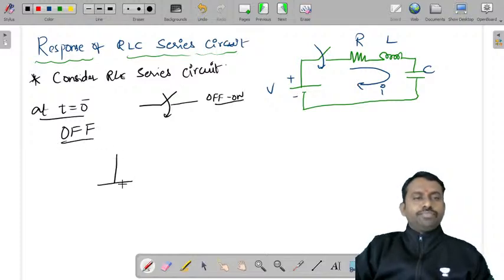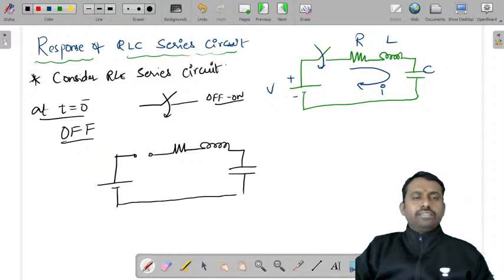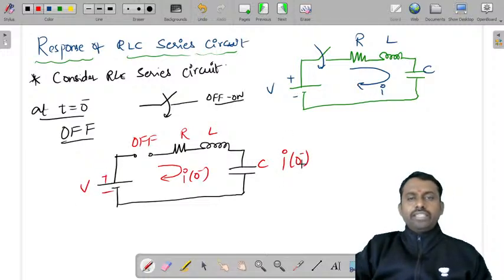Now let's draw that. When this is in off condition, you have a resistor, an inductor and a capacitor connected like this, and the switch is in off position. The current is I of 0 minus with some voltage. What is the value of I of 0 minus now? Because it is open or off, 0 amperes.